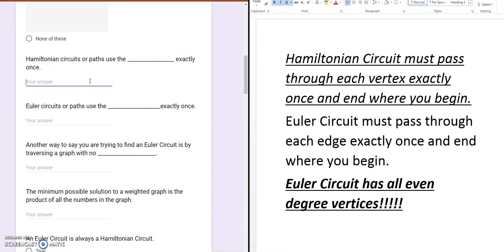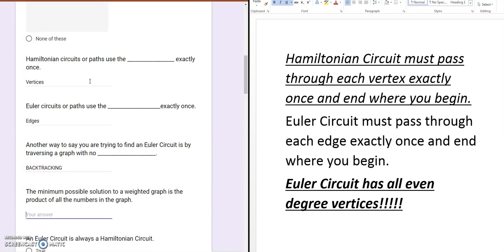Hamiltonian circuits or paths use the vertices, or the vertex, plural. Each Euler circuit uses the edges exactly once. Another way to say you're trying to find an Euler circuit is to traverse the graph with no backtracking.